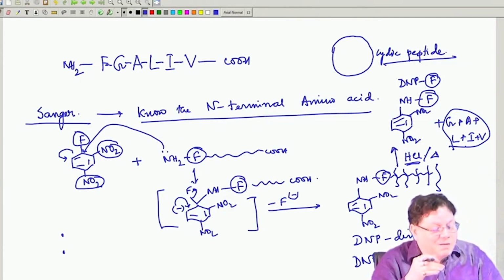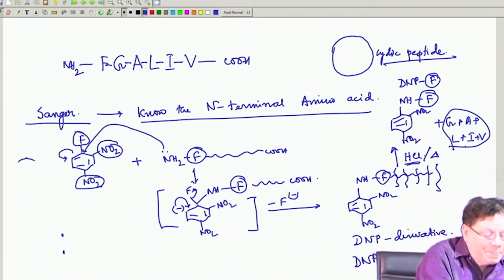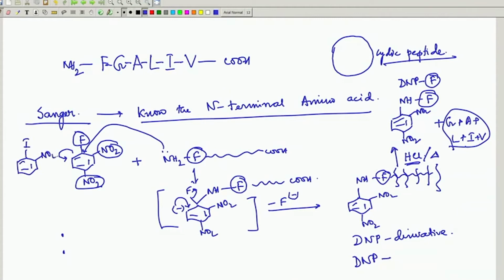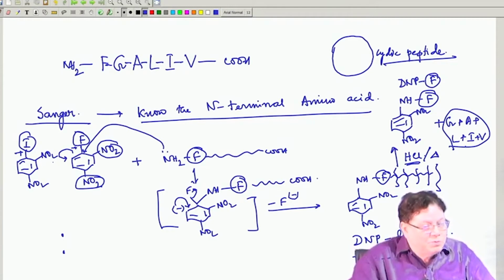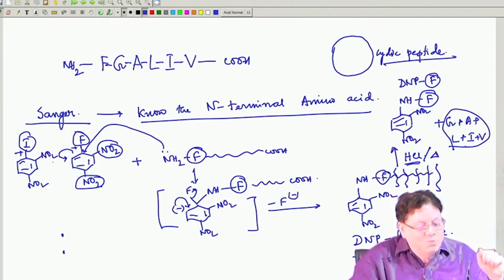The second question is, why did Sanger take the fluoro-2,4-dinitrobenzene and not the corresponding iodo compound? Okay. Because people might think, we all know that the C-I bond is much weaker than the C-F bond. So, we might think that it would have been better to take the iodo derivative of 2,4-dinitrofluorobenzene, but that is not the case. Sanger took the fluoro, not the iodo, not the chloro, not the bromo. Okay. And what is the answer for that?